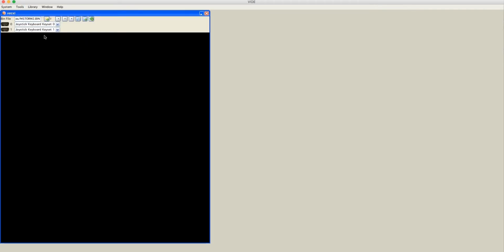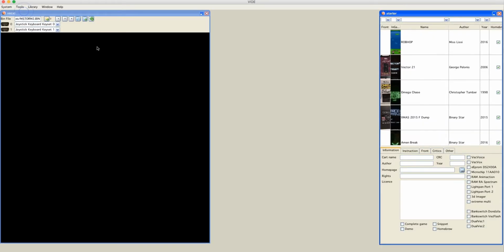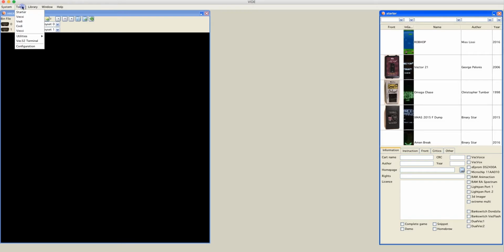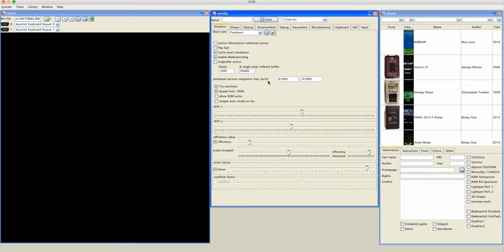So what I'm going to do is open the actual emulator, Vecx. This is it. In parallel, I open the starter view, and I'm also going to add the configuration window, and here you can see all the changes that I've done, and I will show you how you might use the configuration yourself to maybe get an even better output than I did.